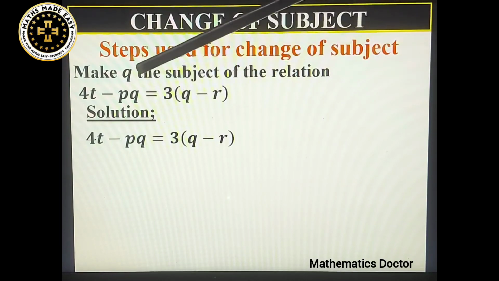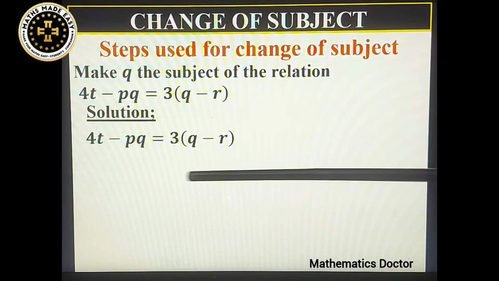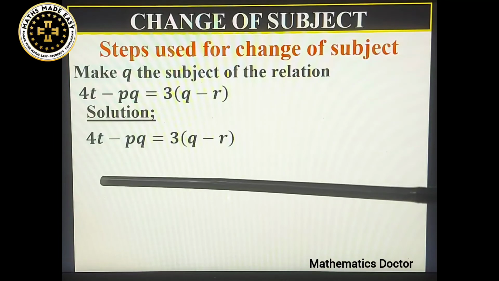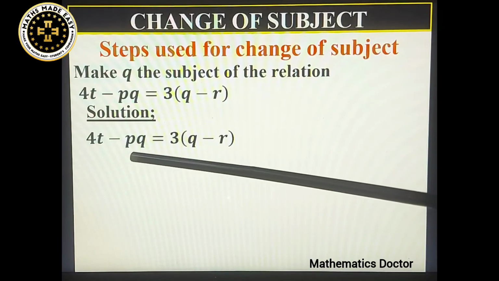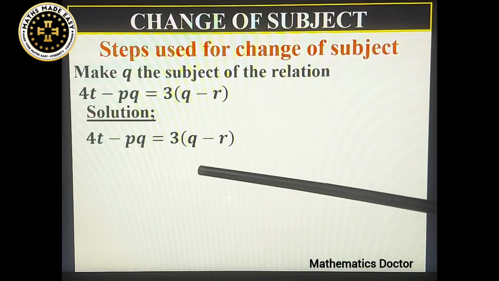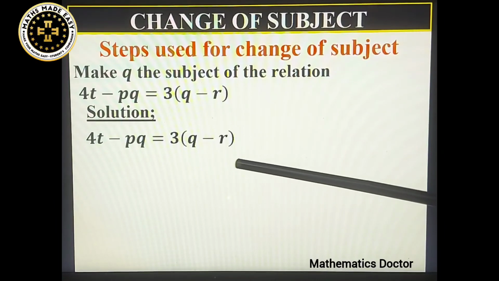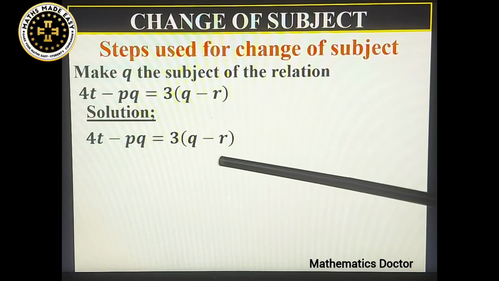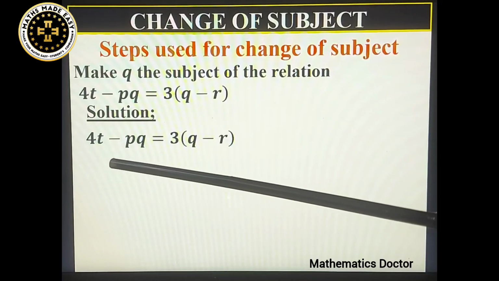Now solution. 4t minus pq is equal to 3 into bracket q minus r. Now we are making q the subject, don't forget. And then the q is at two different places in this particular relation. The first place is where we have minus pq, and then the other place is q, which is in the bracket. Now, for you to get the q free, we have to expand the bracket. So the first procedure is not grouping them, but the first procedure is to expand the bracket to make q free. Let's expand. But before you expand, please repeat the terms at the left-hand side.